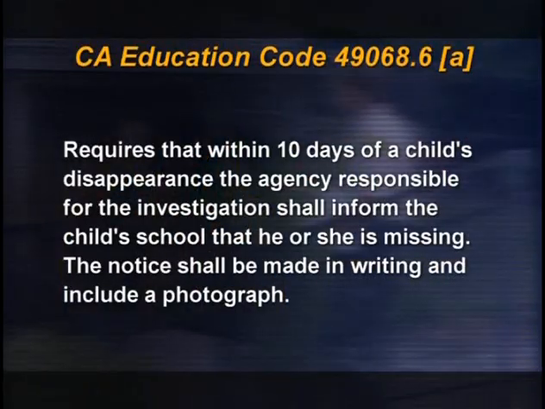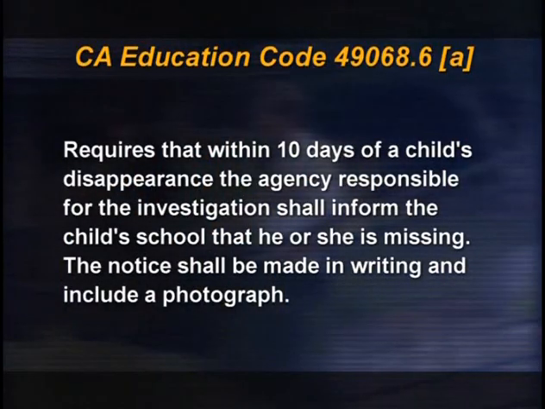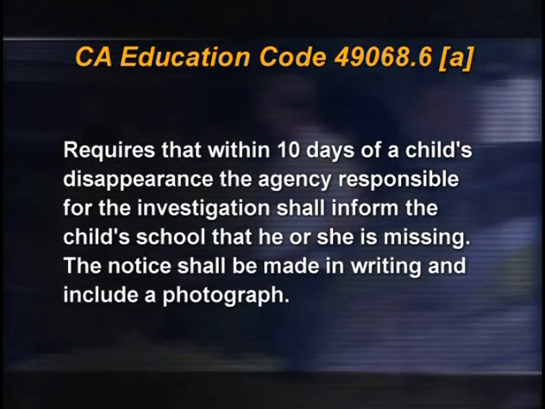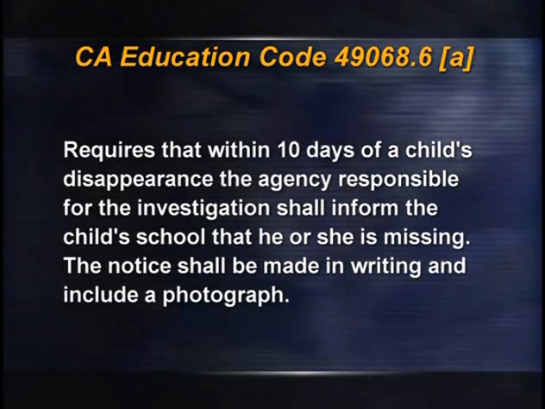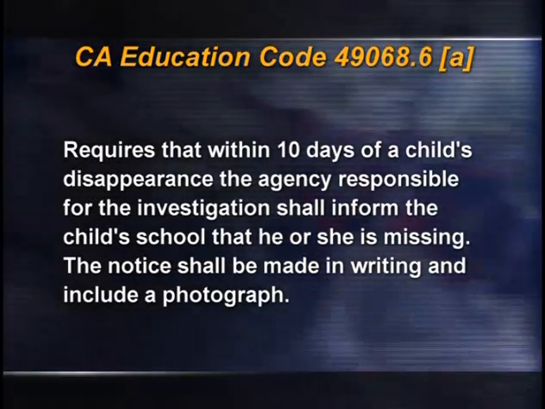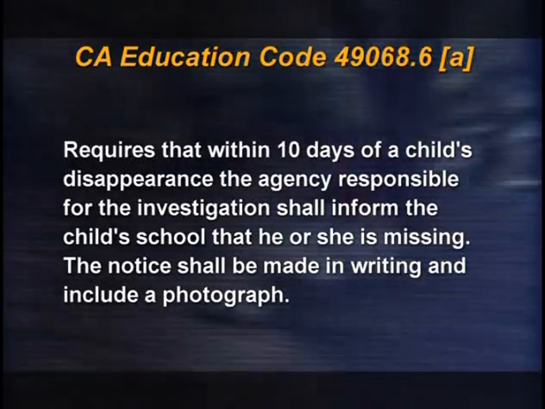California Education Code 49068.6a requires that within 10 days of a child's disappearance, the agency responsible for the investigation shall inform the child's school that he or she is missing. The notice shall be made in writing and include a photograph.